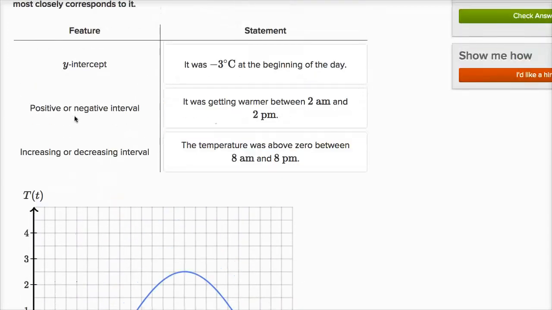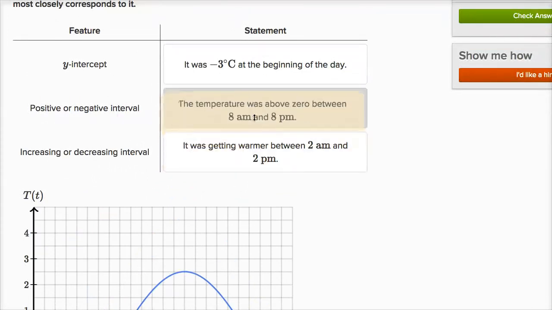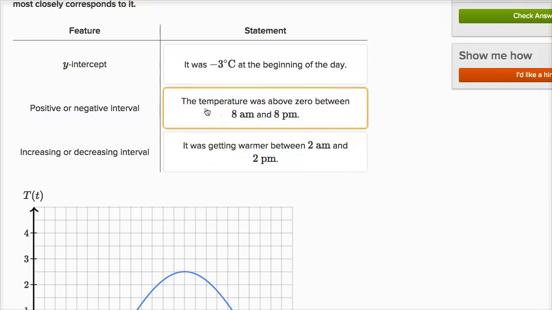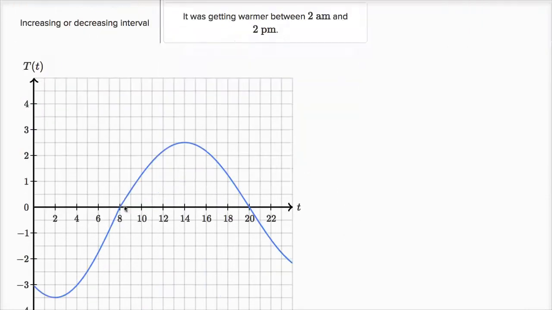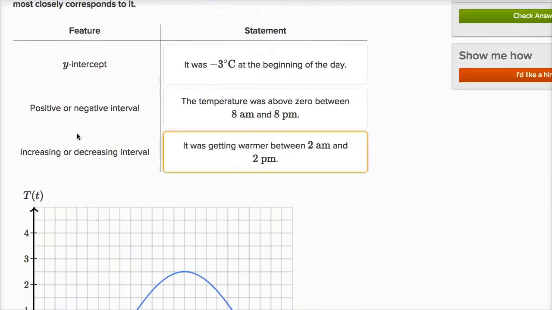So a positive or negative interval tells us when our temperature was above or below 0. And we can see we have this positive interval where the temperature was above 0 between 8 a.m. and 8 p.m. So we're only using the positive interval. This interval right over here where the function is positive means that the temperature was above 0 degrees Celsius between 8 a.m. and 8 p.m. So once again, either the positive or the negative interval helps us make this statement. In this case, it was only the positive interval.